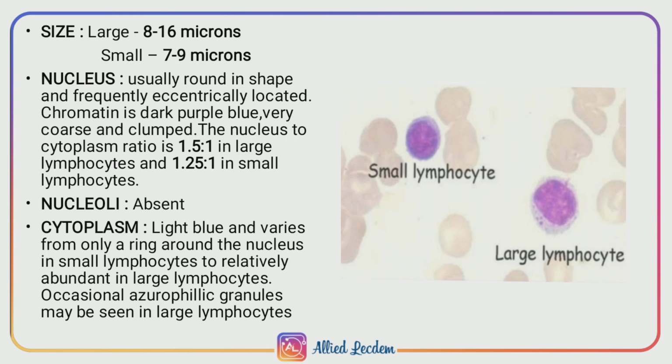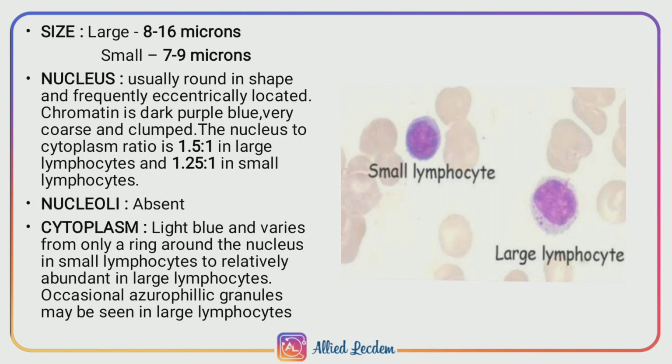Nucleus is usually round in shape and frequently eccentrically located. That is, it is located away from the center. Nuclear chromatin is dark purple blue, very coarse and clumped. The nucleus to cytoplasm ratio for large lymphocytes is 1.5:1 and 1.25:1 for small lymphocytes. Nucleoli are usually absent.